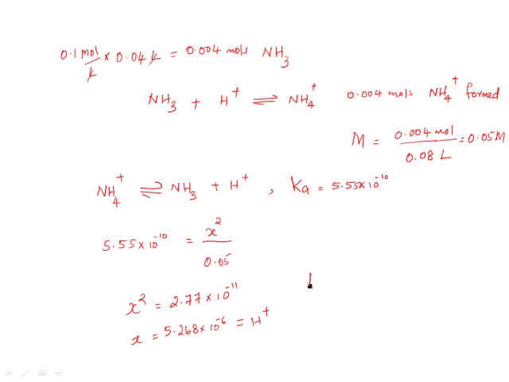So pH is negative log of 5.268 into 10 to the power negative 6. Do we get the same answer as the book? 5.28. Huh. So that is the pH.